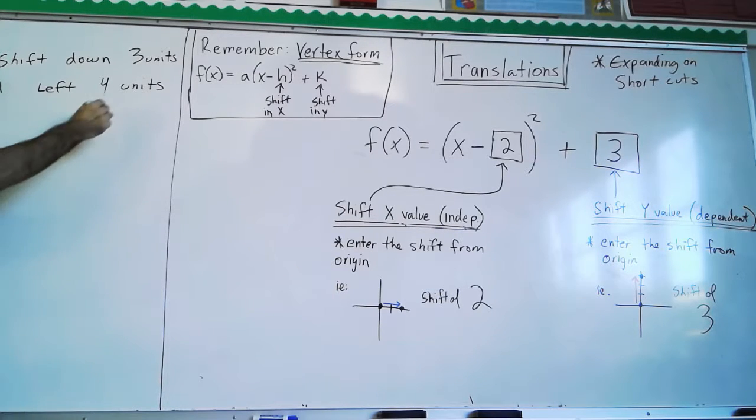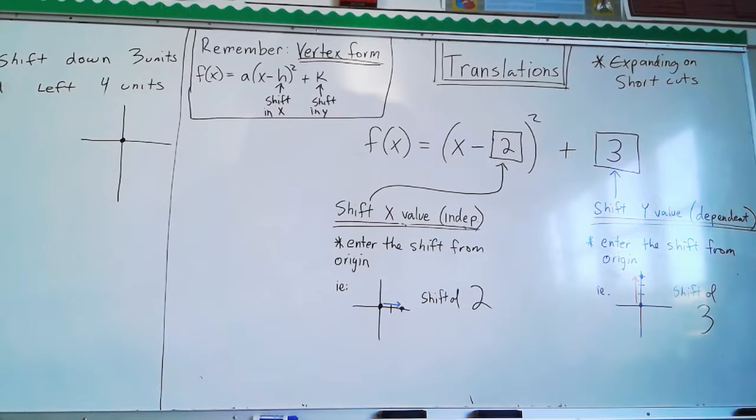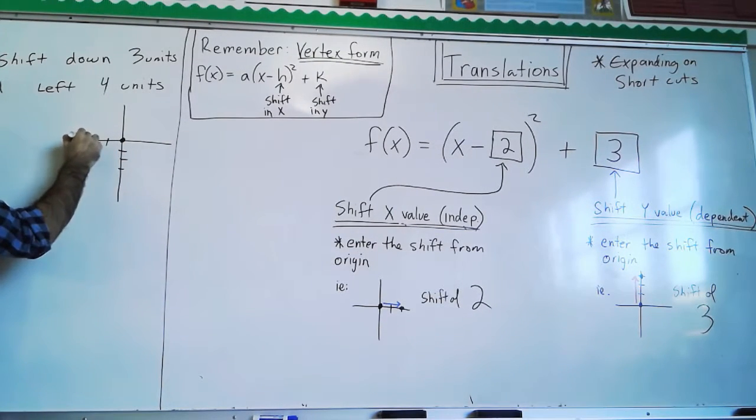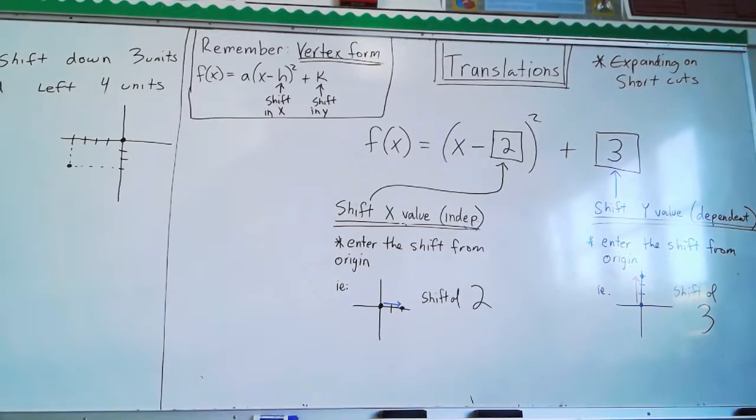Okay. So first off, looking at that, we can even use a graph to kind of help us with this. Remember, the shift is always from the origin. So if I shift down 3 units, I'm just going to go down on the y, right? I'm going to go down to 3. 1, 2, 3. If I shift to the left, I'm going towards the negative values over here. 1, 2, 3, 4. So I know that my vertex is going to be right here. You see? Okay.